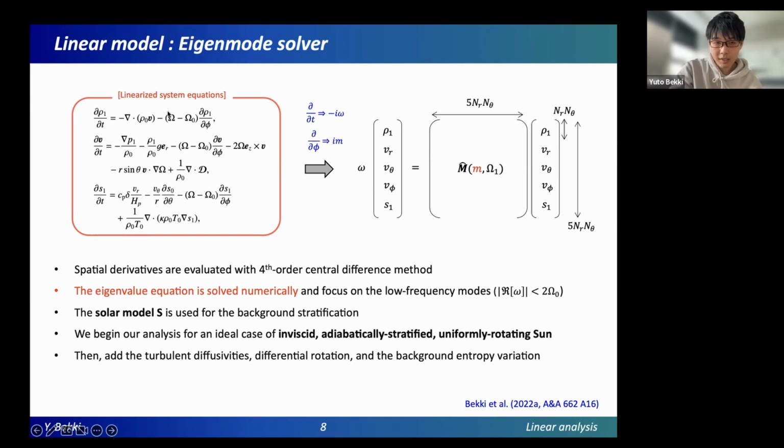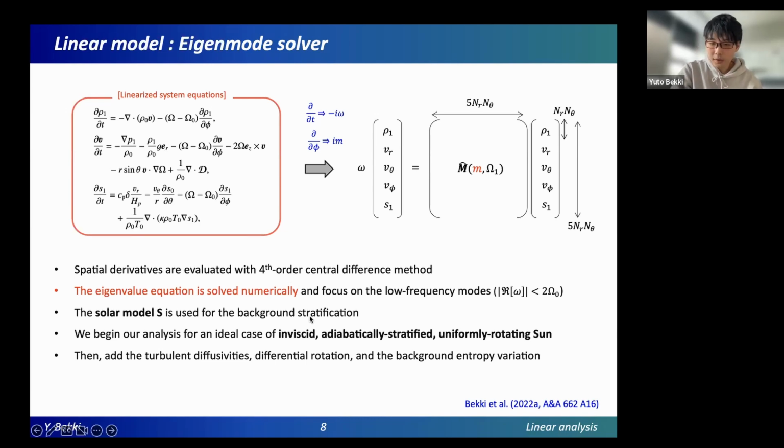And what we did is to convert these linearized equations into the form of an eigenvalue equation in r and theta, using the finite difference method for the r and theta derivatives with the r-theta grid mesh. For the background stratification, we use model S, and for the differential rotation, we use the profile obtained by global helioseismology.